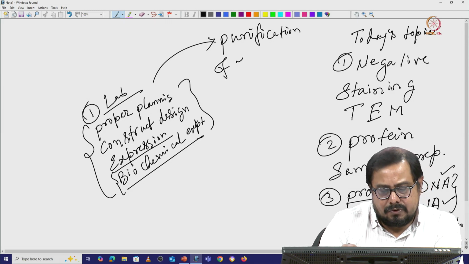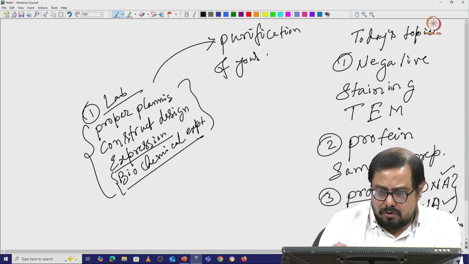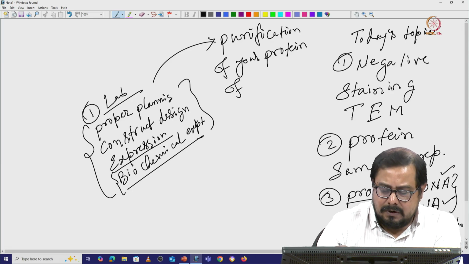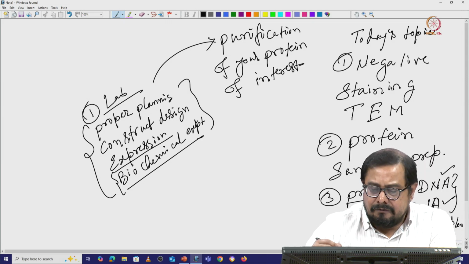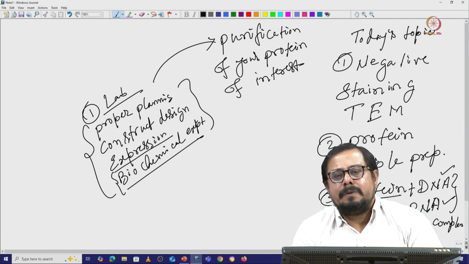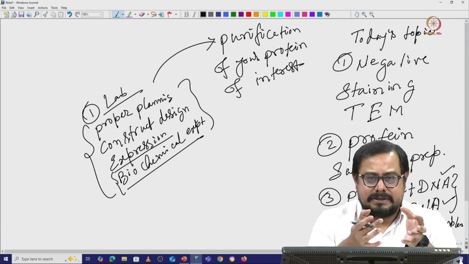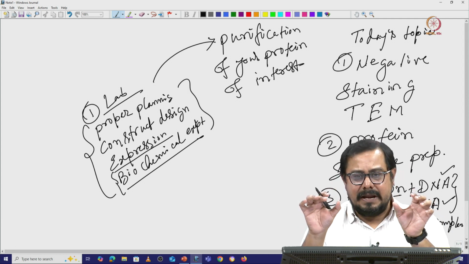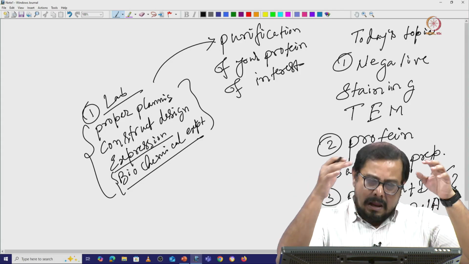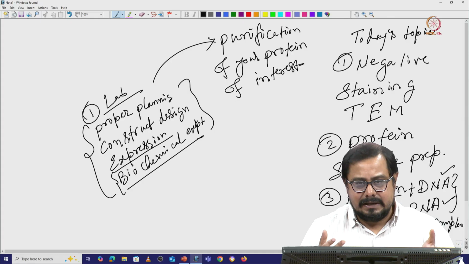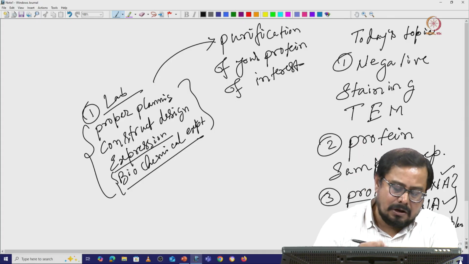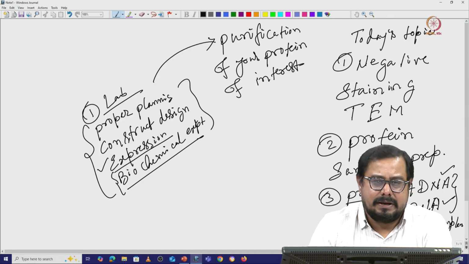Purification of your protein of interest. This is a very important part, because when you are cloning some gene, you have the required DNA, you put it in the plasmid, and then you put it in the vector, and then you transform those things, and then you are getting your protein. You just consider that when you did that expression test, you are getting your protein.